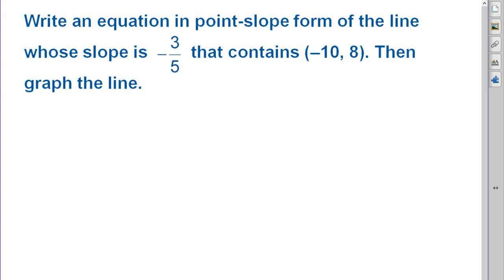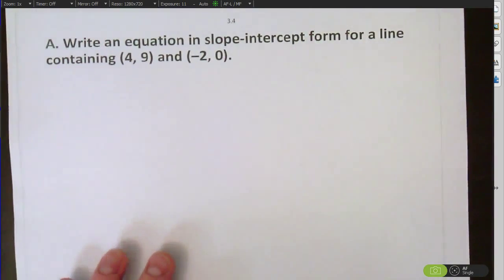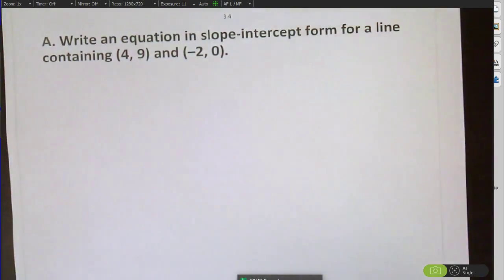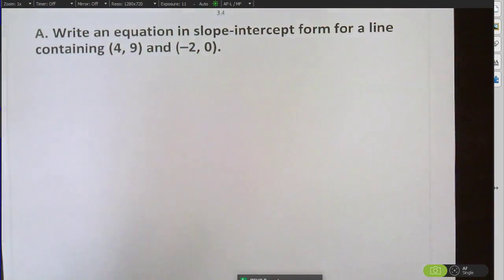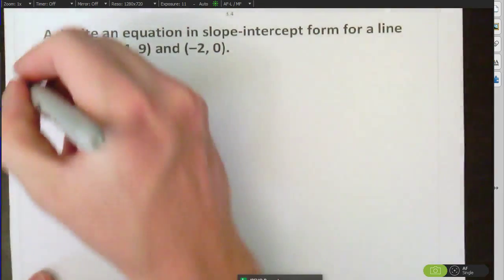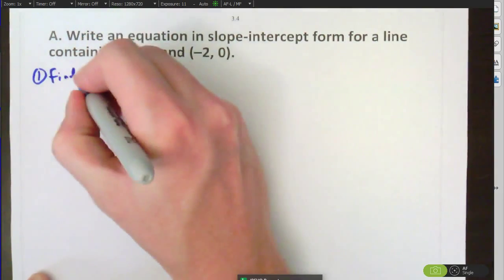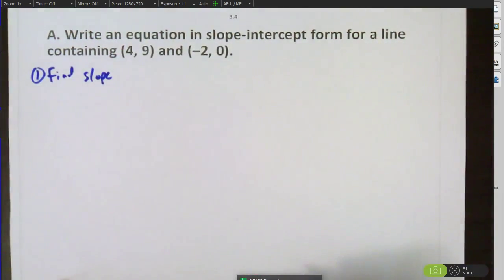Next example. Write an equation of a line in slope-intercept form for the line containing the points (4, 9) and (-2, 0). All right, now to knock this one out, here's the deal. When finding the equation of a line, because the two previous ones told us what to do, they gave us everything we needed. This one, we're missing something. We're missing the slope. So to find the equation of a line, the first thing you have to do is find slope. You always have to find that first.